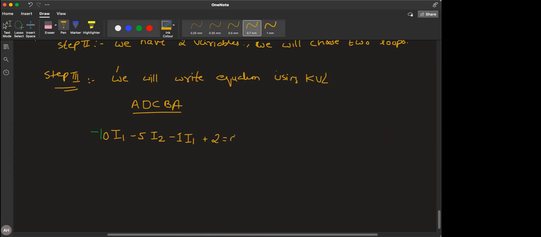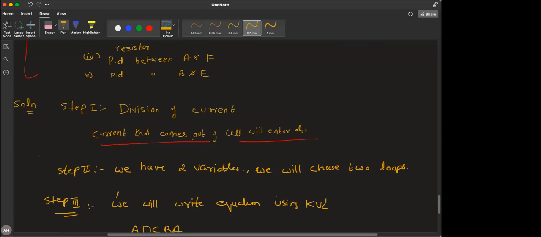Is it clear, everyone? Alia, Anshika, Hishma, Yashika, is this equation clear for everyone? Yes, sir, it's okay. Now let's combine them. This is minus 10 I1. This is minus 1 I1. How much is minus 10 minus 1? Minus 11 I1, minus 5 I2 plus 2 is equal to 0. Let's call this equation number 1. So you have one loop, one equation. Let's move on to another loop.